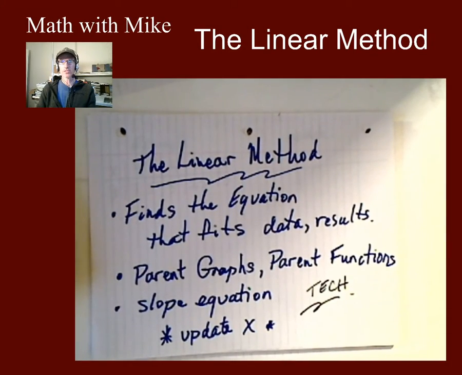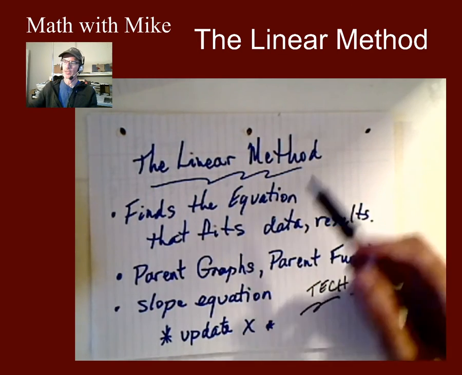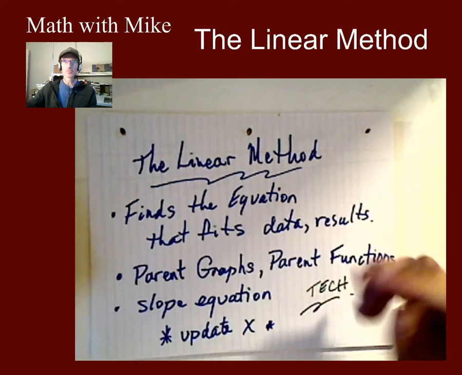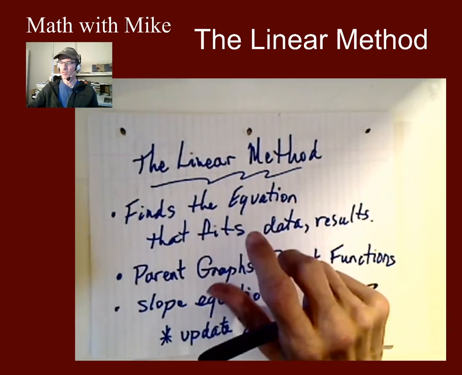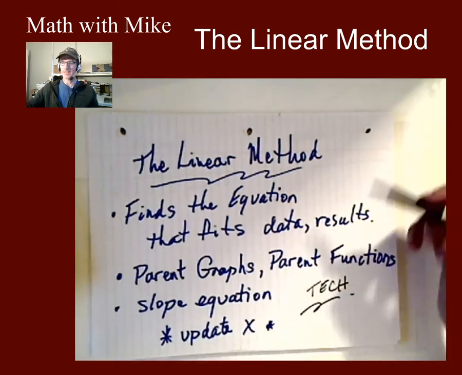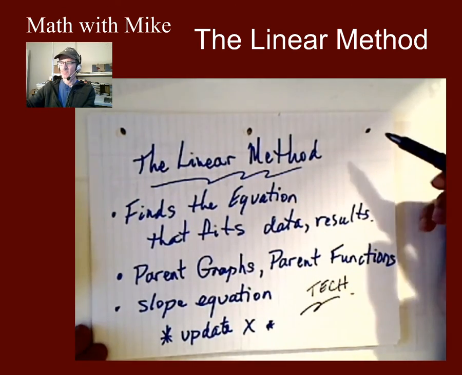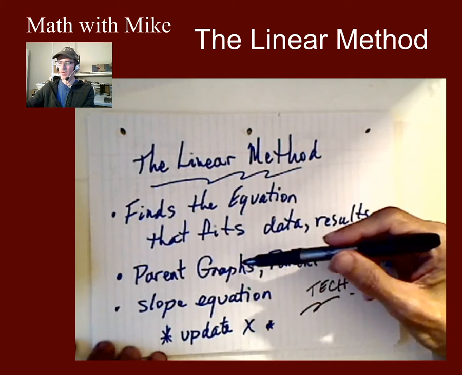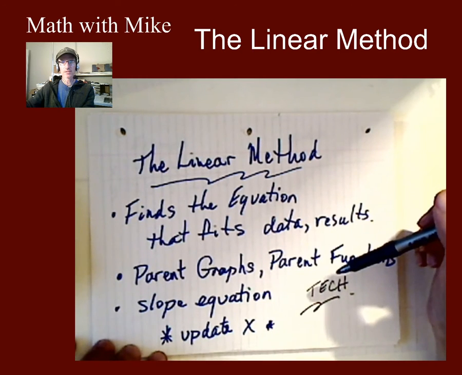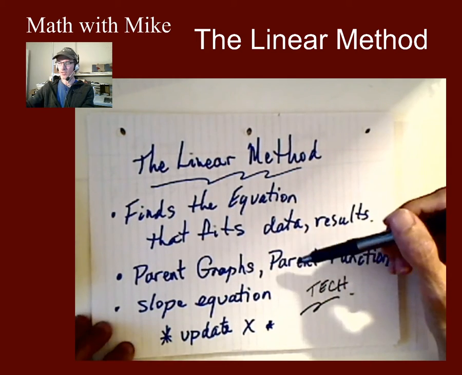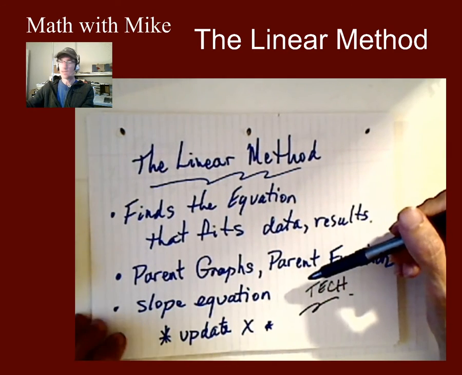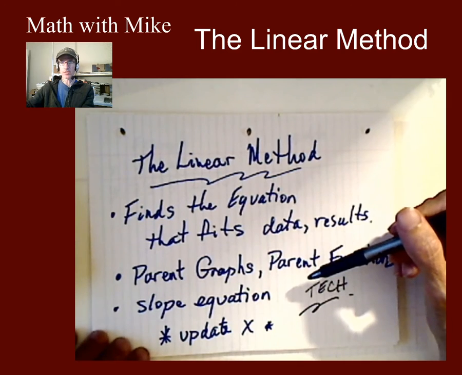Welcome to the session where I'm going to be showing you how to use the linear method to make the connection between the independent and dependent variables for a raw set of data. A reminder that some of the things we need are the parent graphs and parent functions. As I mentioned here in class, we're going to be using 3 of them for sure. But of course, you saw a whole page of them the other day.